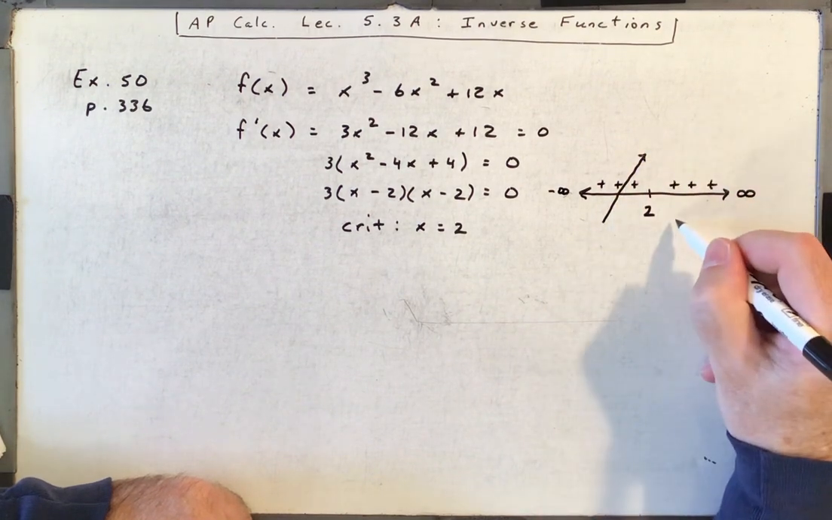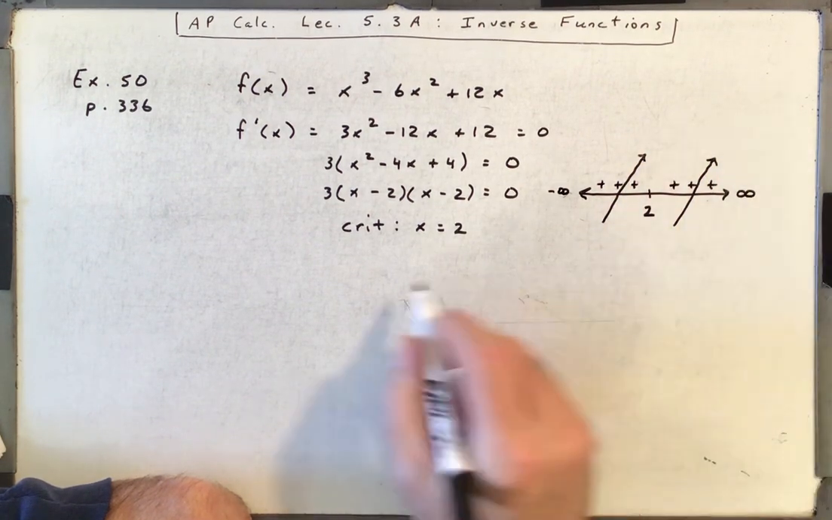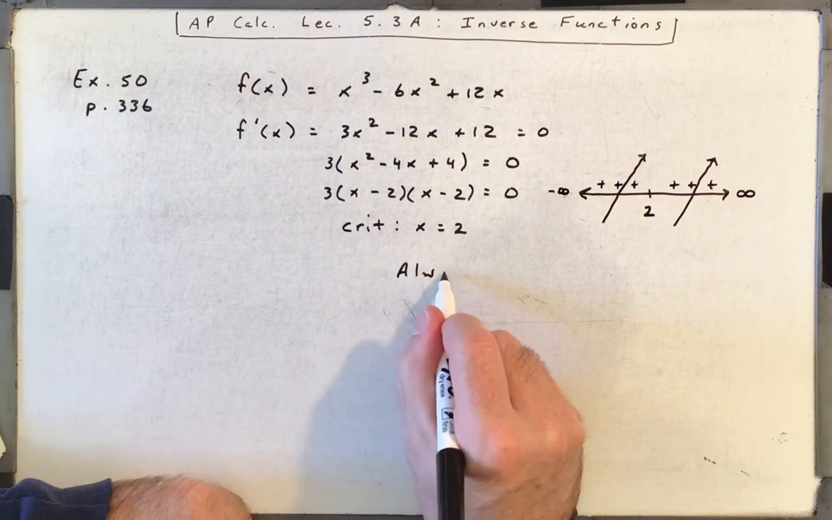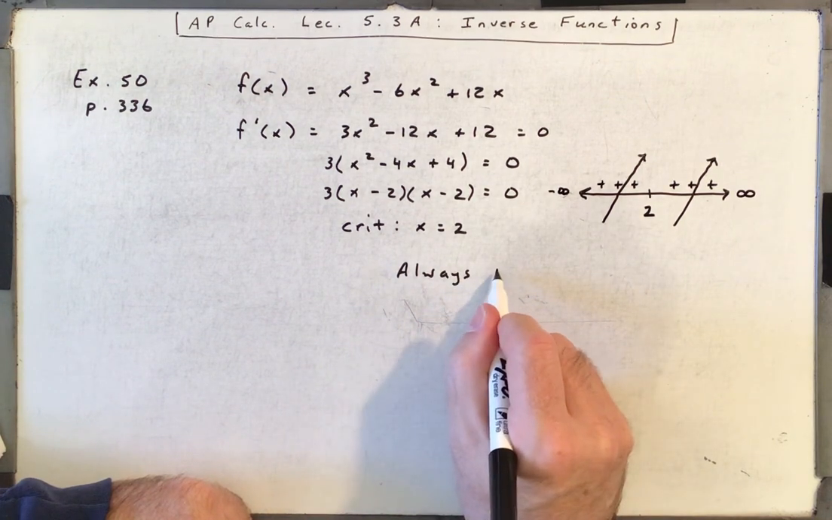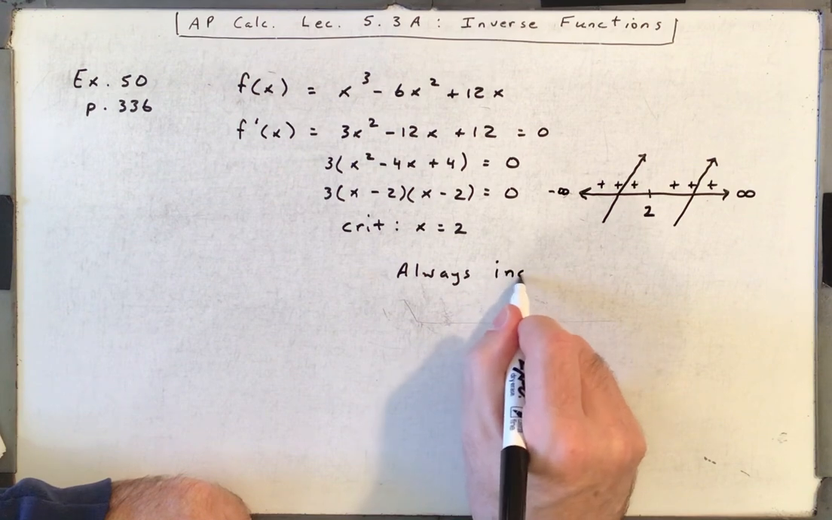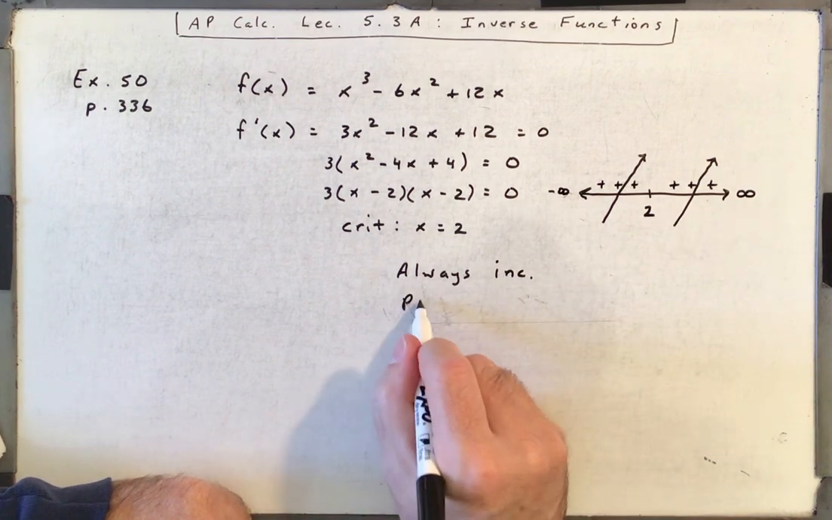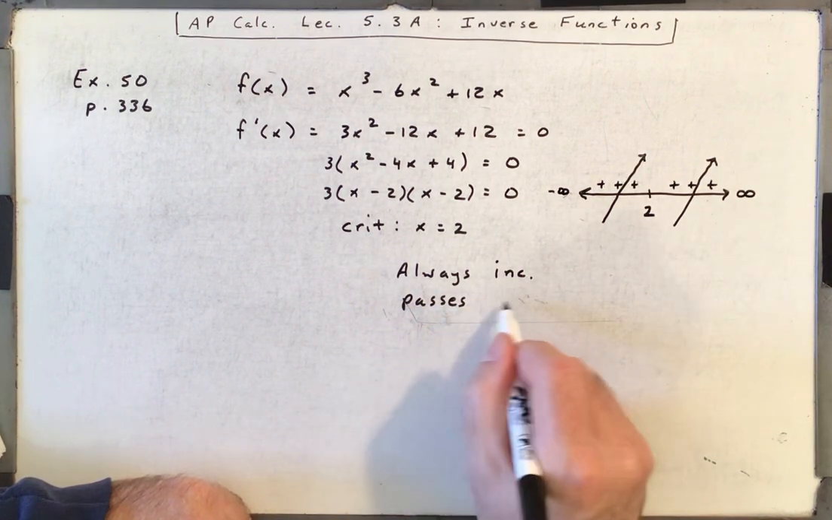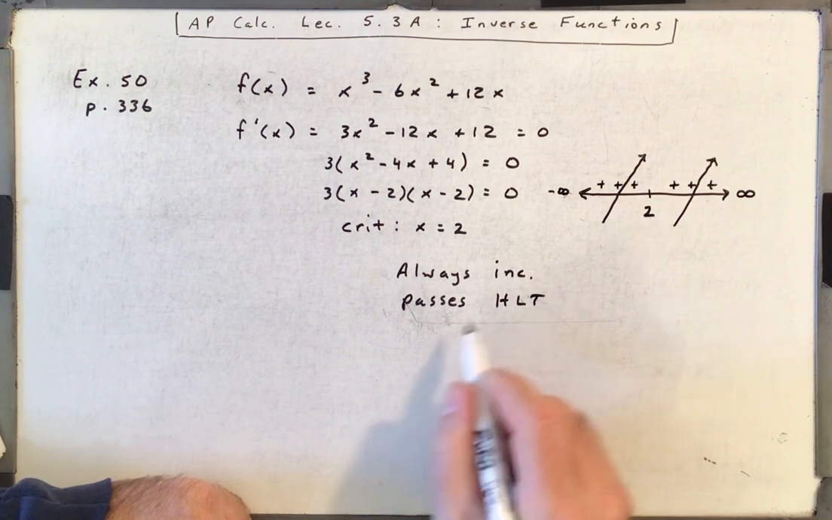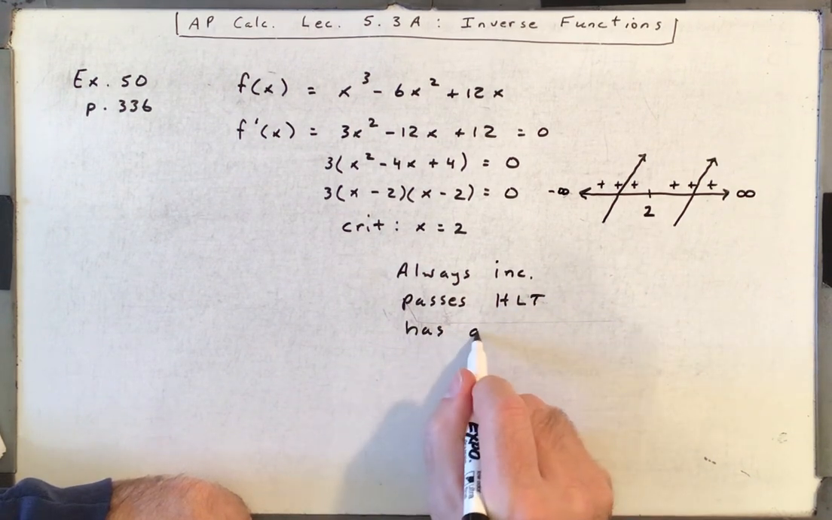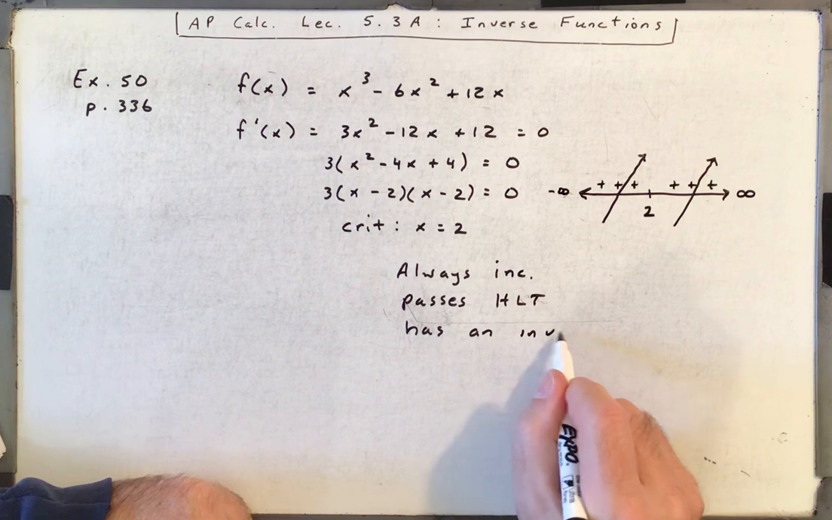This function is always increasing. So therefore it passes the horizontal line test and has an inverse.